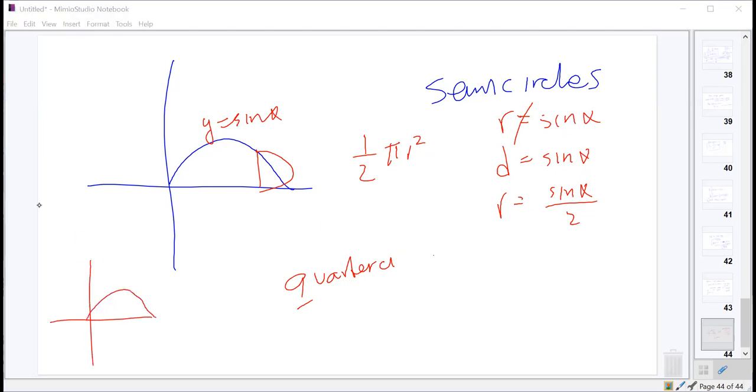So if I have quarter circles, then the radius is sine x, right? Because my quarter circle would, you know, I'd have the full thing going around like that. And so the radius is sine x. Does that make sense to everybody? So just be careful when they give you circles. Make sure you sketch it out properly and get the appropriate formula for the area and then integrate it across the entire region. Everybody good there?